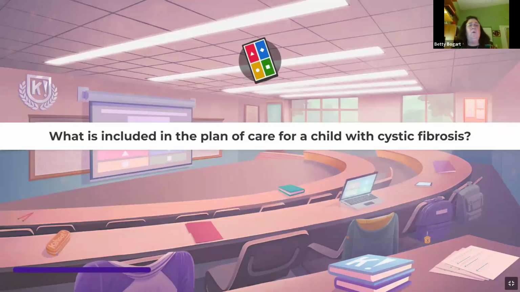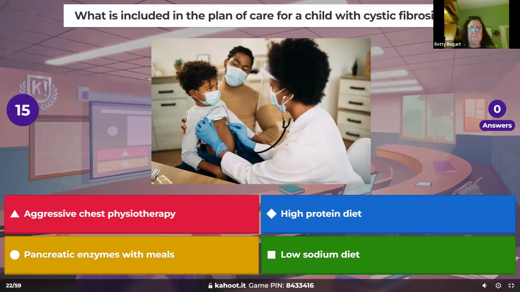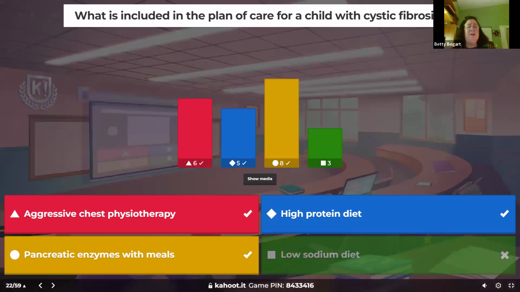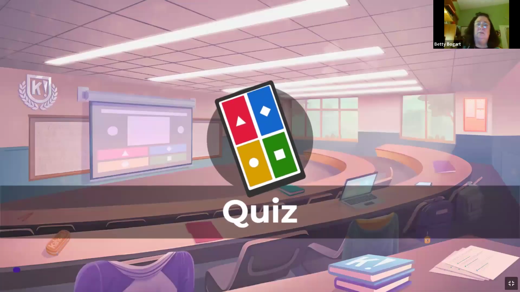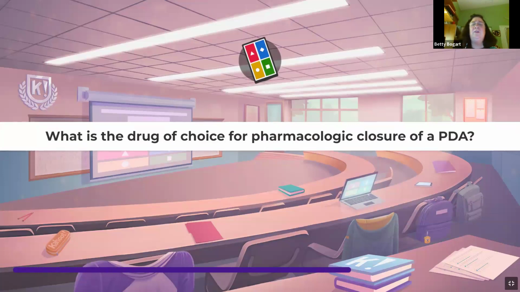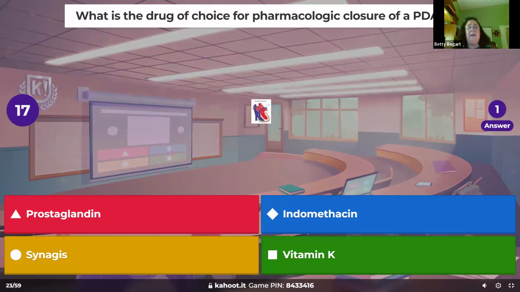Multi. What is included in the plan of care for a child with cystic fibrosis? Remember, these kids are losing salt like crazy. Remember, it is affecting 2 body systems here. So we're worrying about respiratory, and we're looking at nutrition. So aggressive chest CPT, pancreatic enzymes with meals and snacks. And of course, high protein because they can't have fat because it's coming out in the stool. They're losing sodium like crazy. So you never put these kids on low sodium. Give them an extra salt shaker. They're losing it.